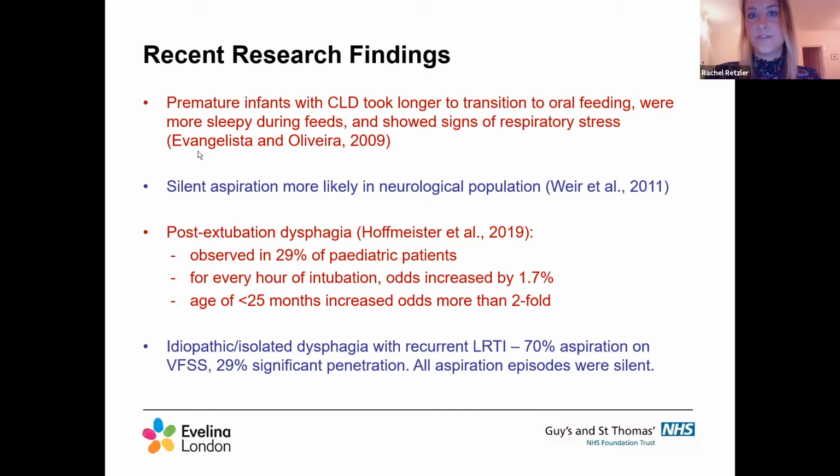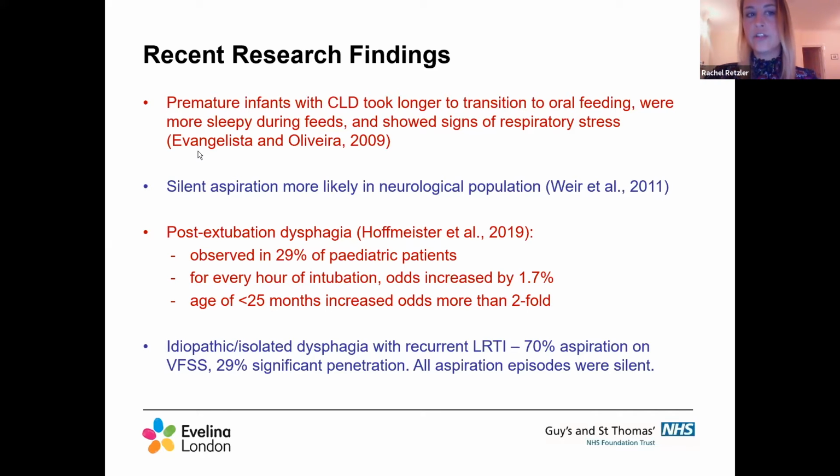Some recent research findings. There was a retrospective study in NICU in Rio de Janeiro, which composed of 18 newborns with bronchopulmonary dysplasia, while a second group was composed of 18 healthy newborns born between 29 and 32 weeks. In this study, it found that premature infants with chronic lung disease took longer to transition to oral feeding, were more sleepy during feeds, and showed signs of respiratory distress.